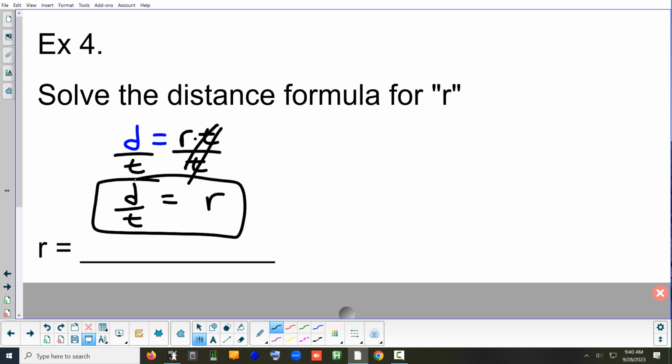I didn't use the blank to write it. That's fine. You just have to get the R by itself. So the speed that you go is the distance you went divided by the time it took you to go that distance. So if you went 60 miles and you did that in 1 hour, 60 divided by 1 means you were driving 60 miles per hour, 60 mph. Questions on the part where we just get R by itself?